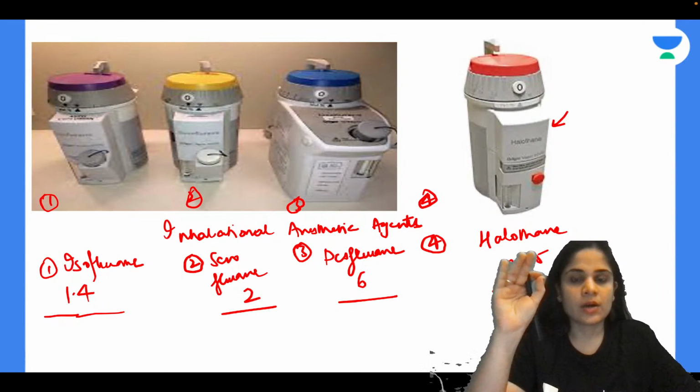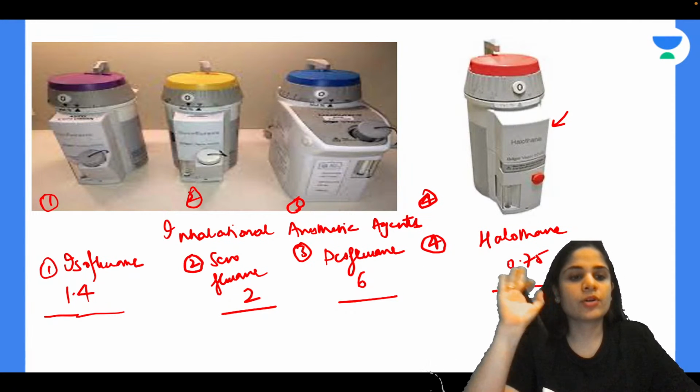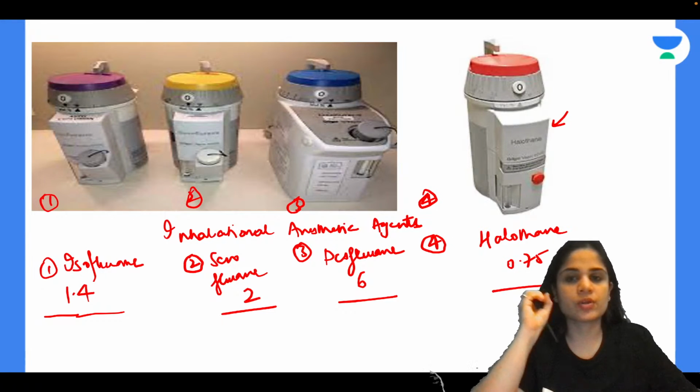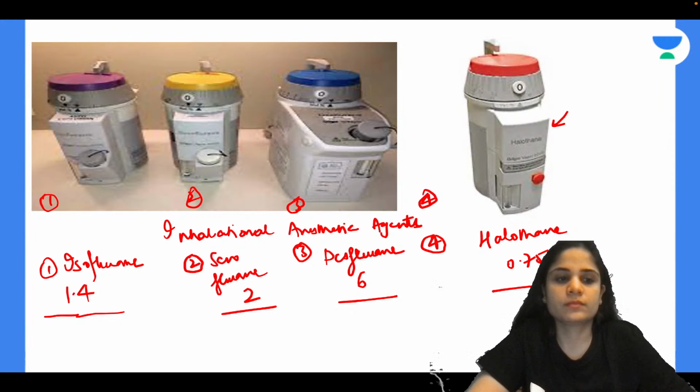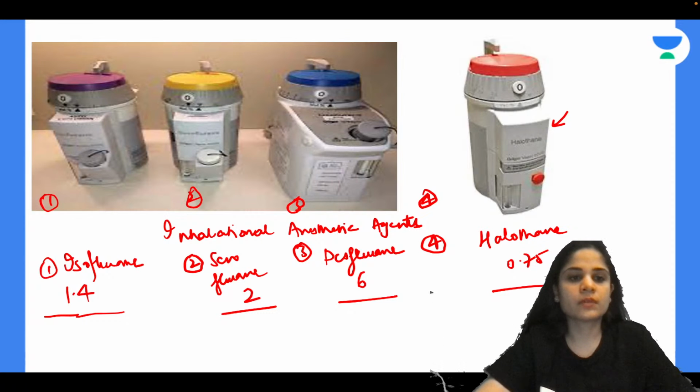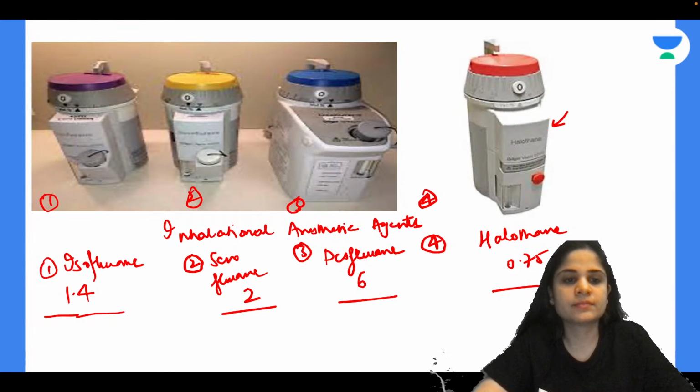So now tell me the inhaled anesthetic agent of choice for neurosurgery. The IV anesthetic agent of choice for neurosurgery was thiopentone. Now tell me the inhaled anesthetic agent of choice for neurosurgery. What is the inhaled anesthetic agent of choice for neurosurgery? Tell me. Okay, now, yes, very good Swapnil.